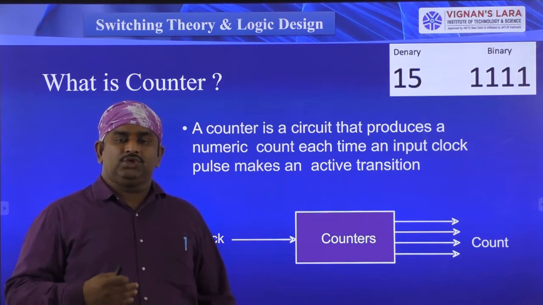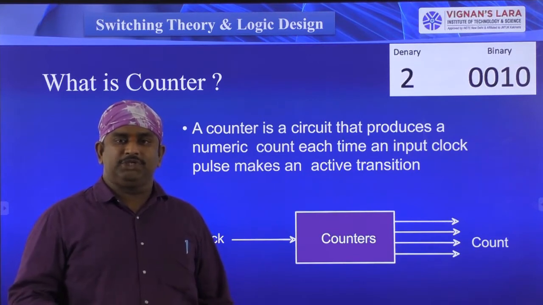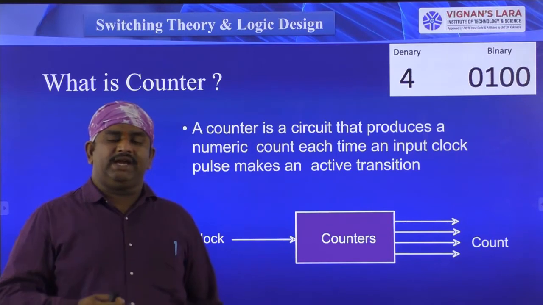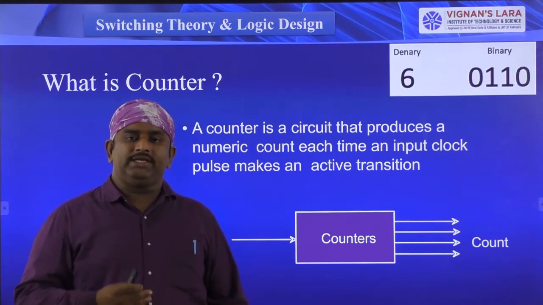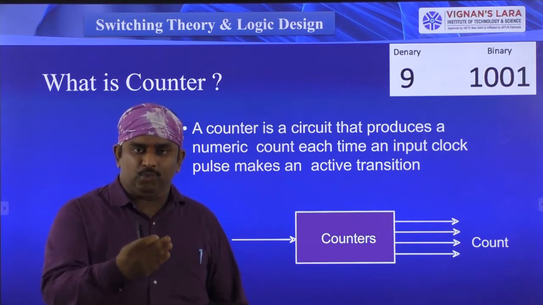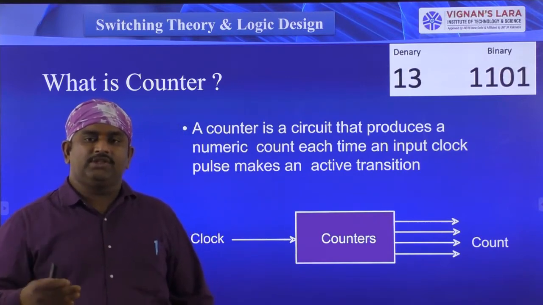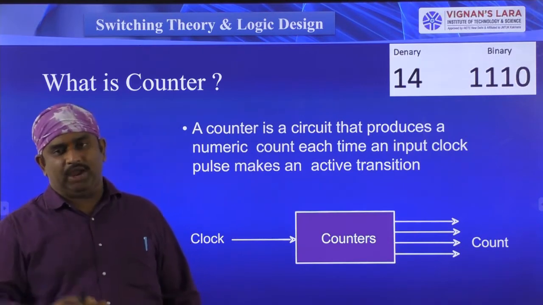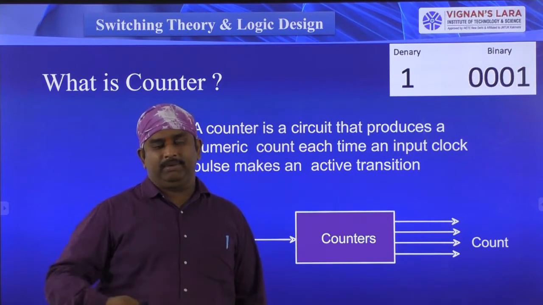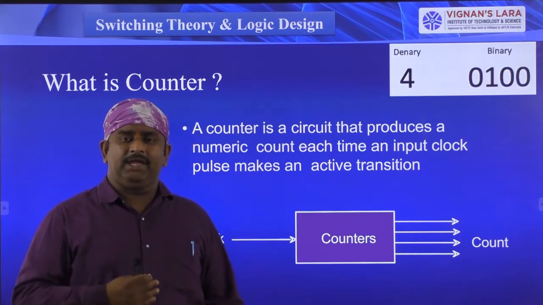So like that, the counting will continue when you give the clock pulses, based on your designed circuit. For example, if you designed a 4-bit counter, the counting starts from 0. For the first clock pulse it will show 1, the second clock pulse the answer is 2, for the third clock pulse the answer is 3, for the fourth clock pulse the answer is 4. Like that it is incrementing one by one and it stores the value. So this is the behavior of the counter.